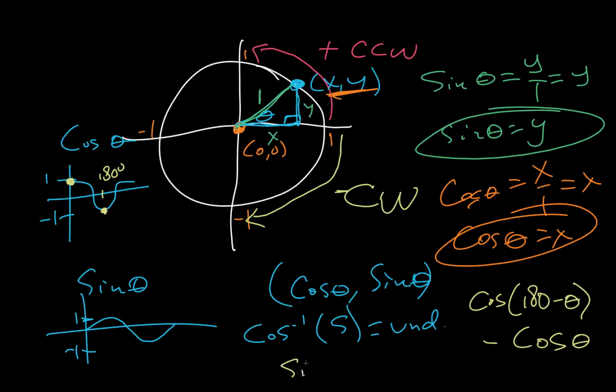Now if we have sine of 180 minus theta, we actually get sine. So we can see the same thing here. Sine is 0 at this point, we go 180 degrees, and see how we have the same value of 0. Okay. All right.